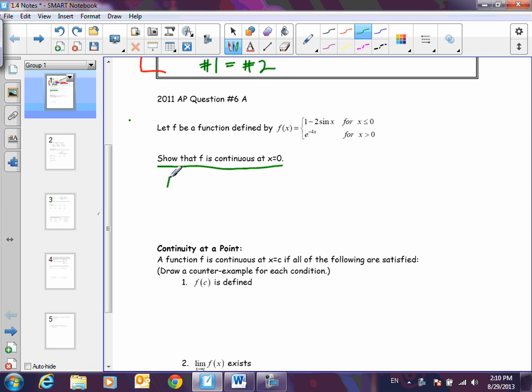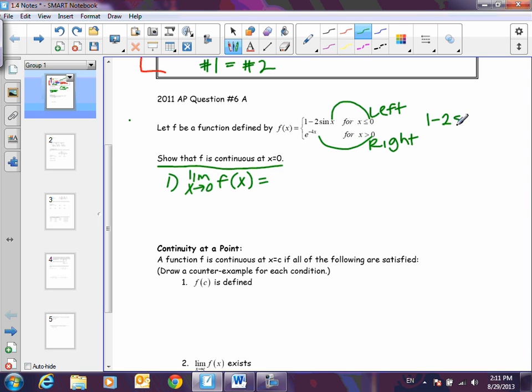So what was number 1? What was the first thing that had to be true in order for the function to be continuous? The limit had to exist. So in this case, the limit's around 0, so we have to take the limit as x approaches 0. And so the interesting part about this is I have two, a left and a right. So we need to plug 0 in for x into here and here. So let's do that.